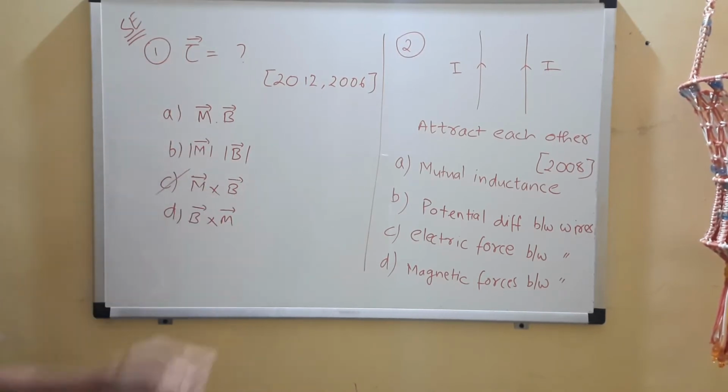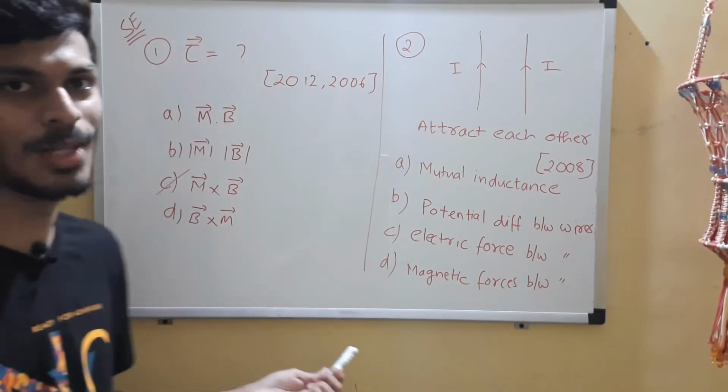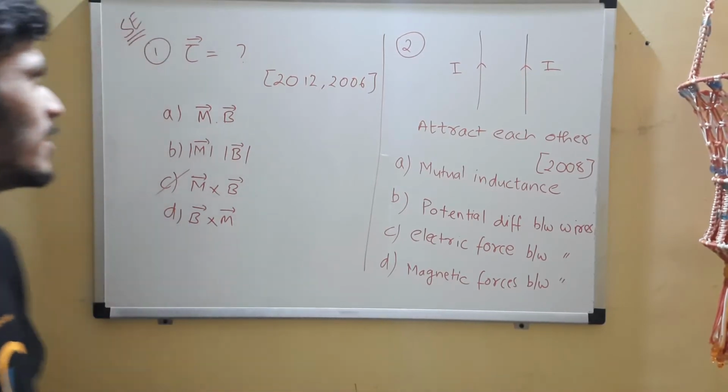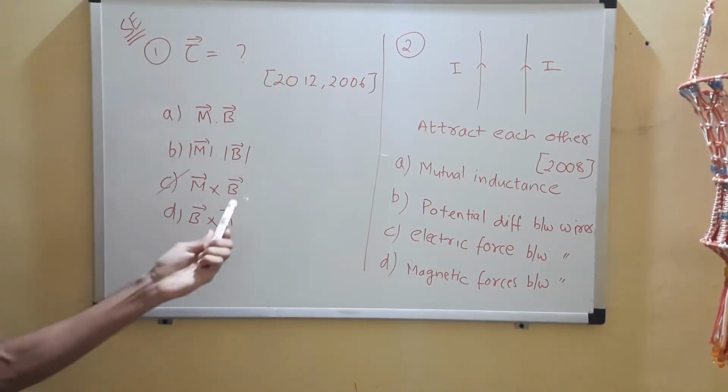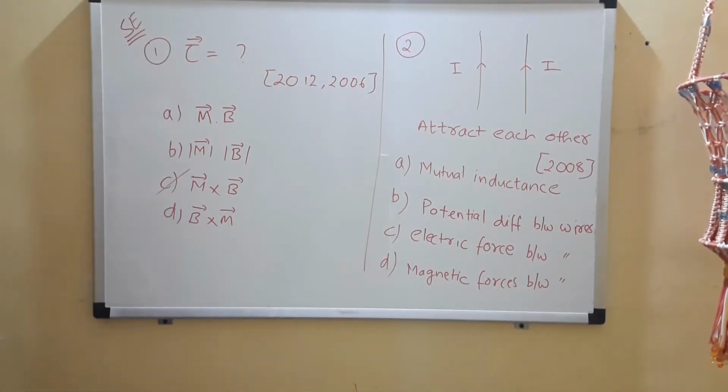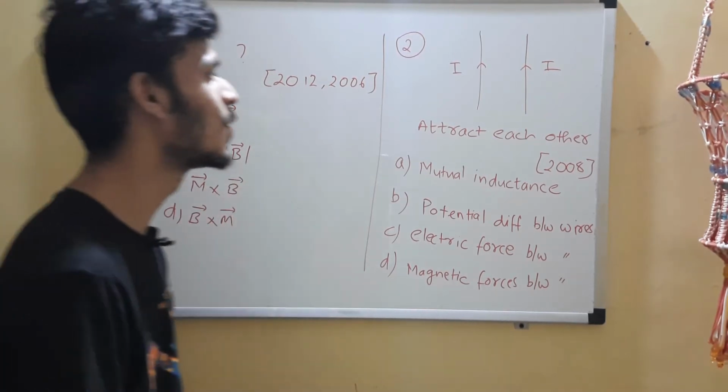Tau equals M cross B. It's just a formula over here, no more logics, right? It's just a formula, tau equals M cross B. So option C is the correct choice over here. Let's move to question 2.